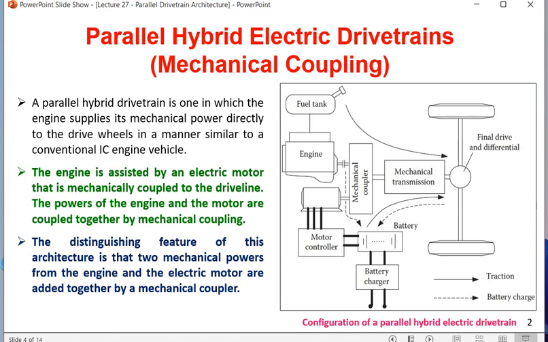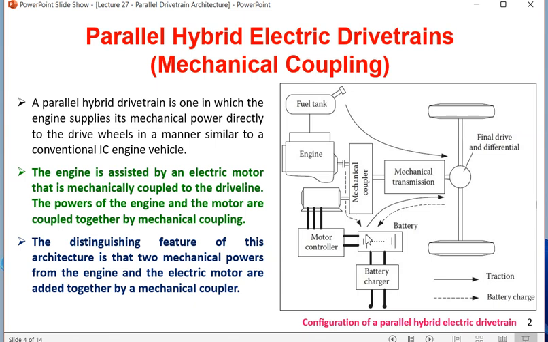The distinguishing feature of this architecture is that two mechanical powers from the engine and electric motor are added together by a mechanical coupler. So this is one distinguishing feature, and the second feature is there is no generator here. A generator converts the mechanical power into electrical power. That was required in case of series hybrid because it was coupling the electrical power. Parallel hybrid means it is mechanical coupling. That's why there is no generator in this case. But one thing you will find is that whatever the different charging methods for the battery were, here also all those three types of charging we can find for the secondary power source or battery.